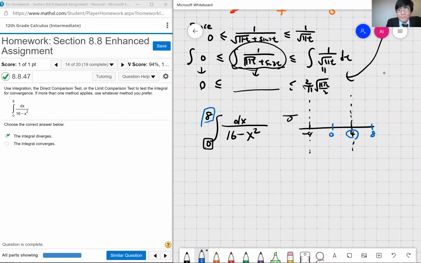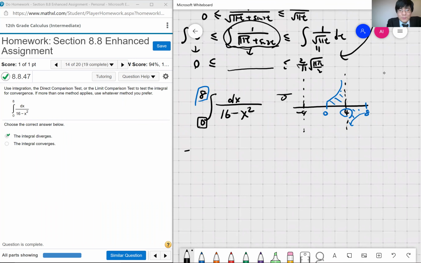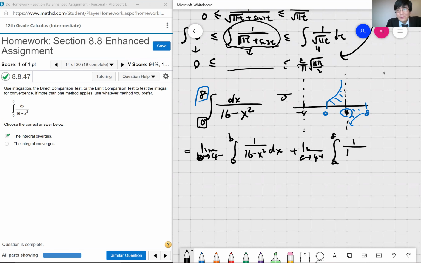Okay, now when x is greater than 4, it's going to be negative. When x is less than 4, and because of negative 4, it's going to be positive. So we have to consider g's part. Now, this is going to become the limit as b approaches 4 from the left of the integral from 0 through b, plus the limit as a approaches 4 from the right side of the integral from a through 8. Yeah, we have to split into 2 pieces.